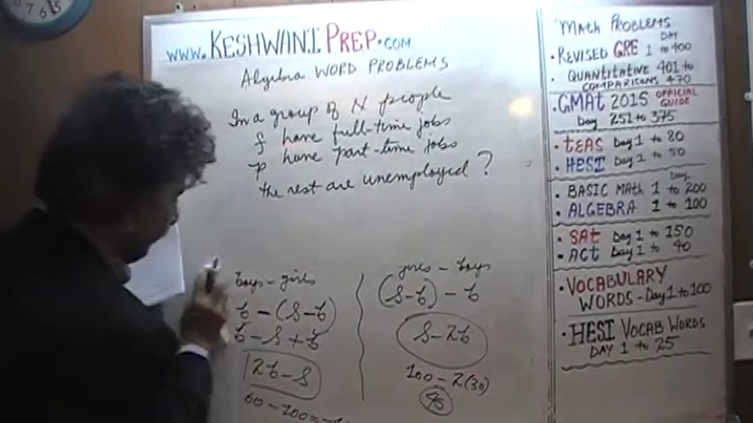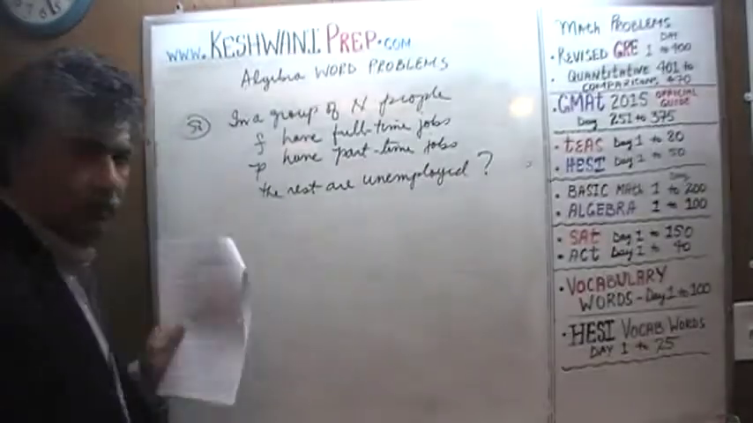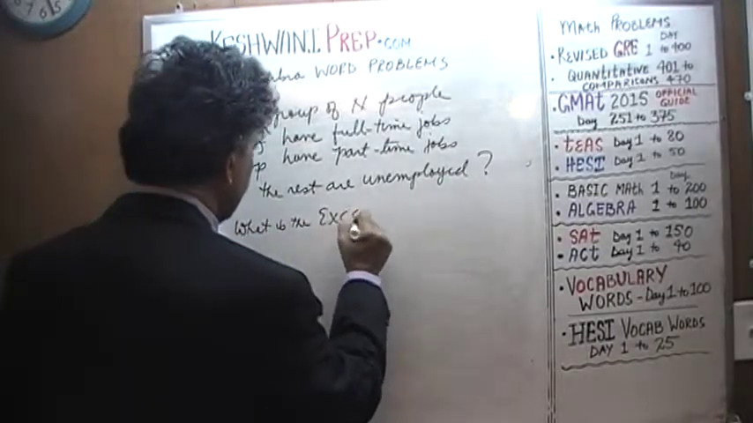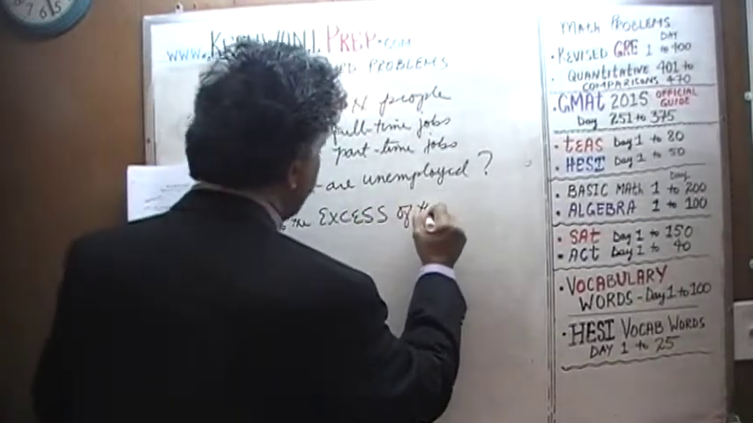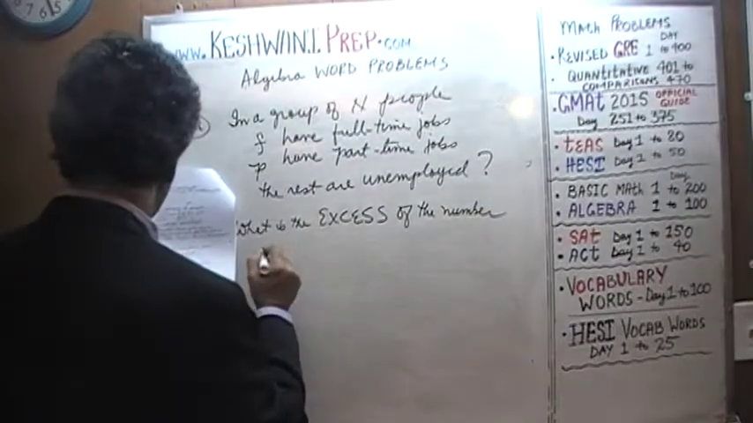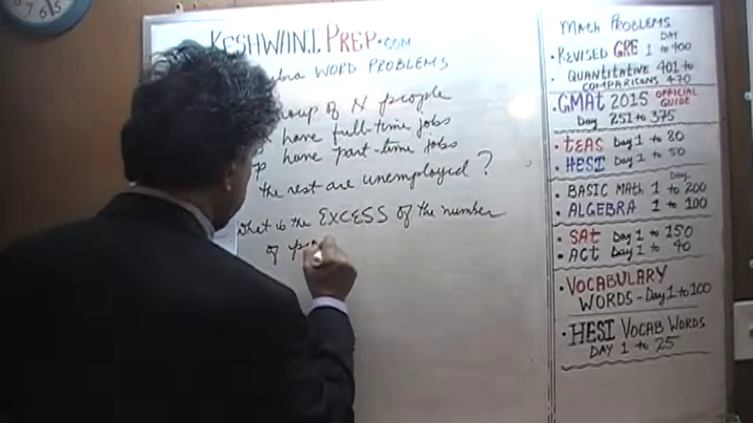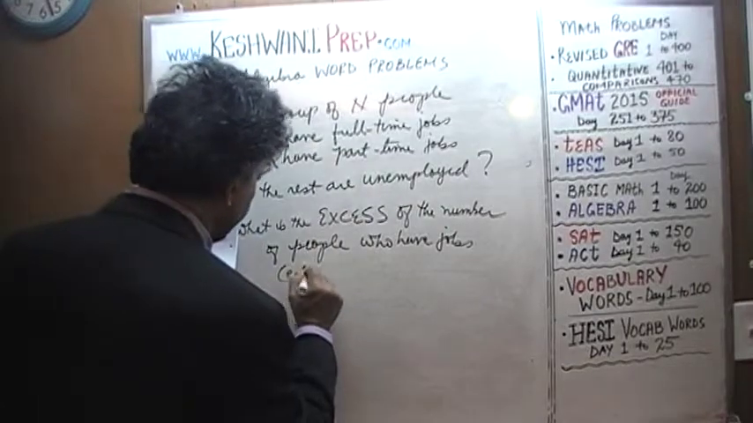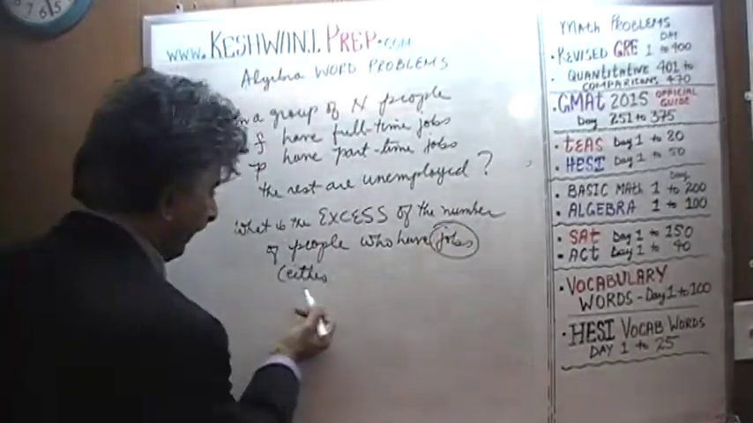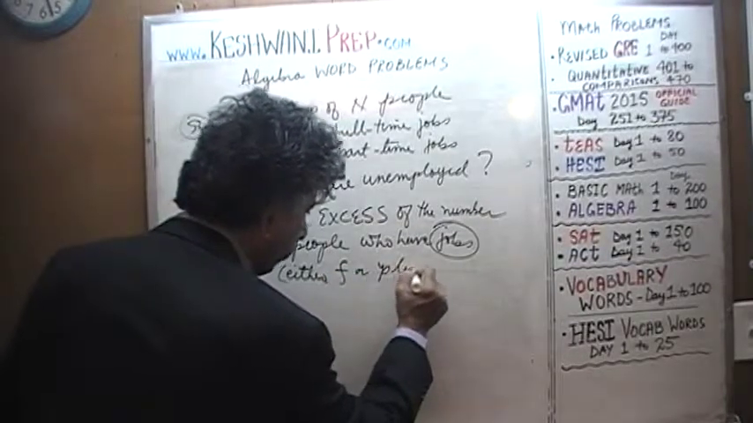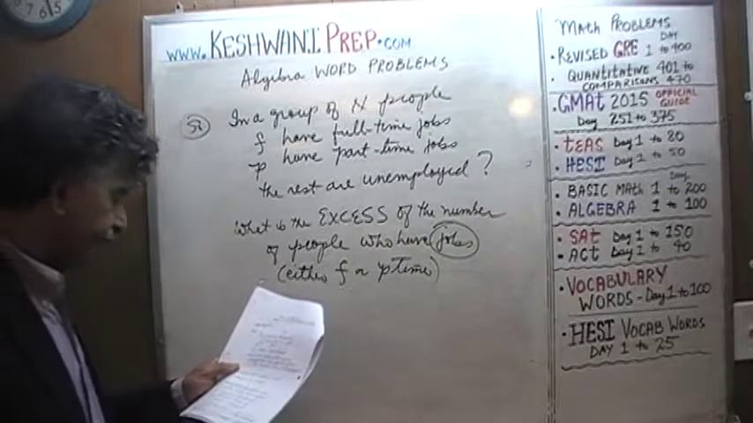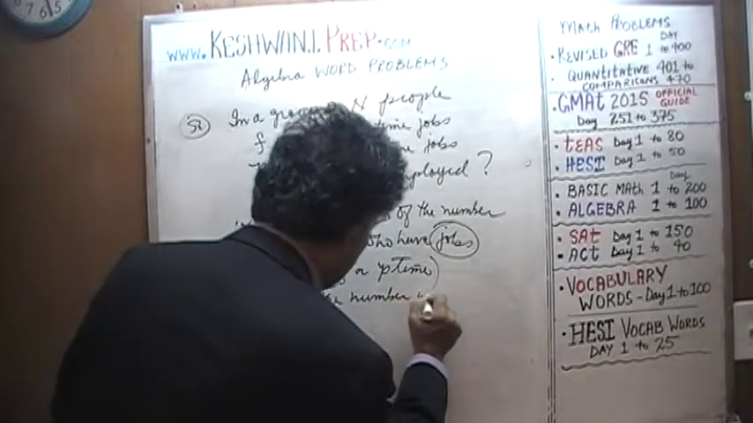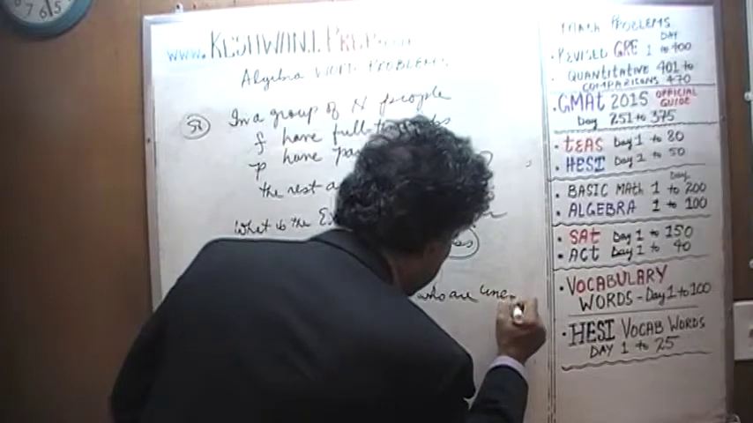The question is very straightforward. What is the excess of the number of people who have jobs, either full-time or part-time, over the number who are unemployed?